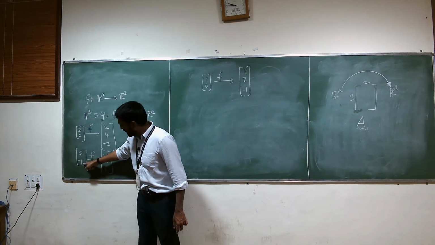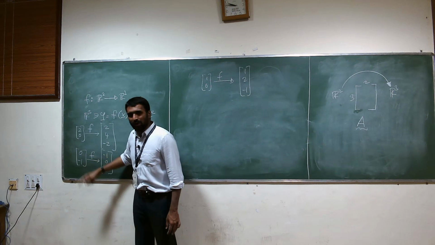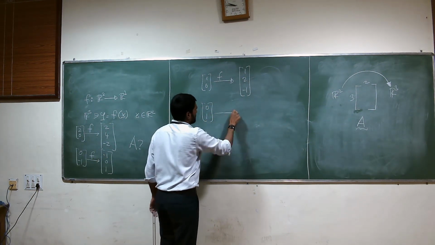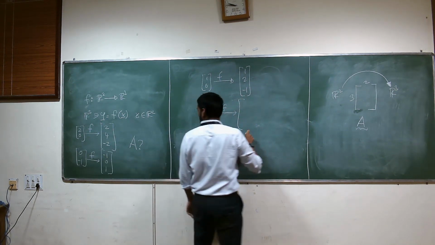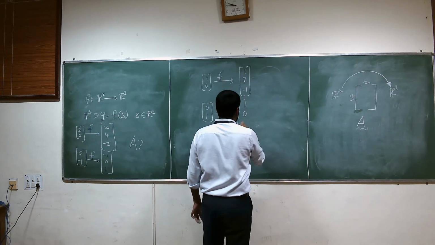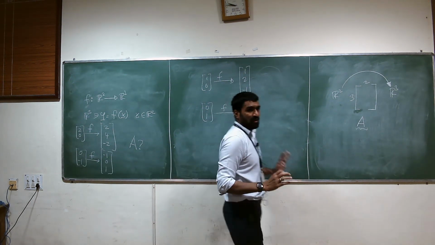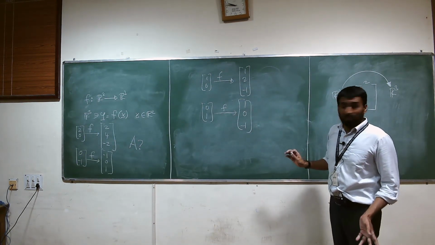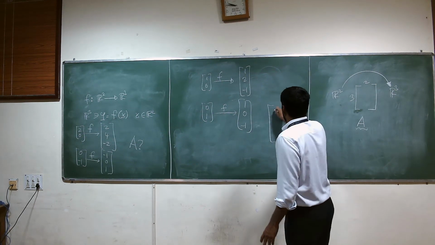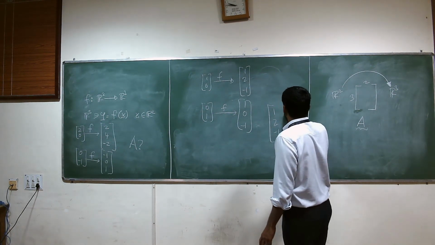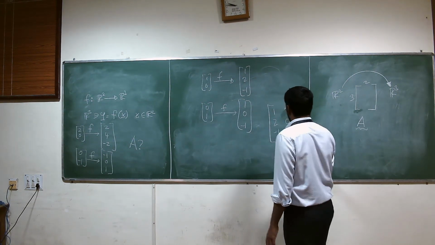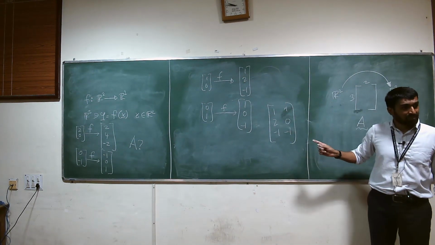Similarly, if 0, minus 1 gives me this, what will 0, 1 give me? Yeah, minus 1, 0, 1. Right. So now my matrix would simply be 1, 2, minus 1 as the first column, and minus 1, 0, 1 as the second column. So this is my matrix.